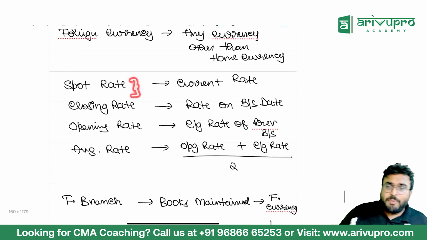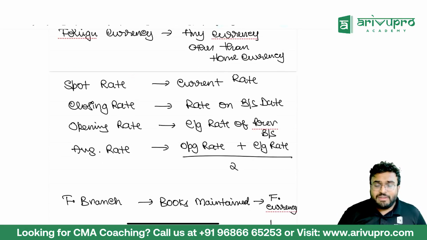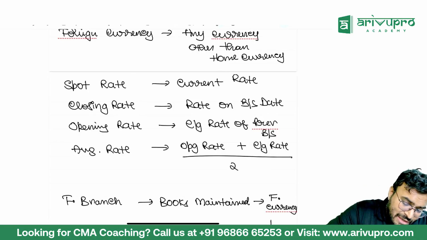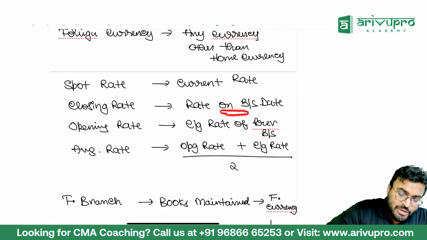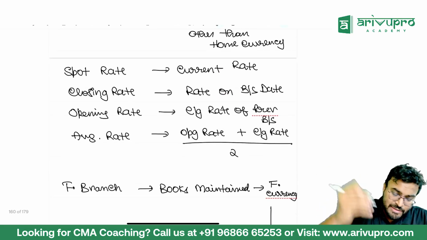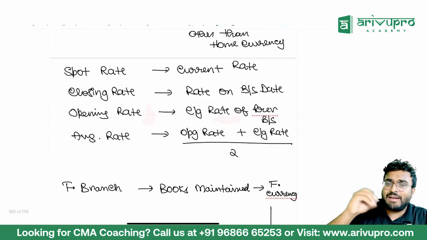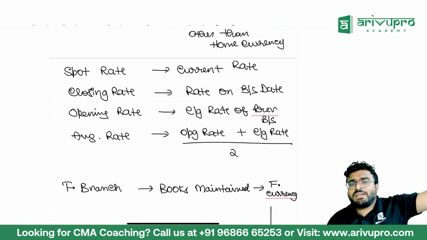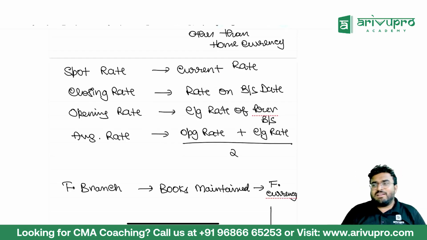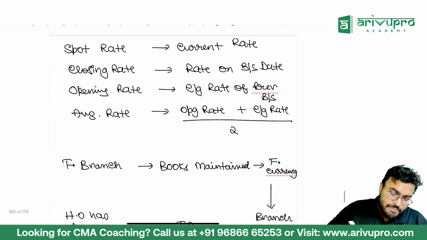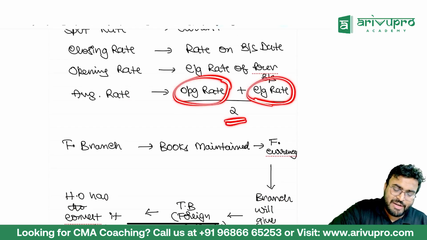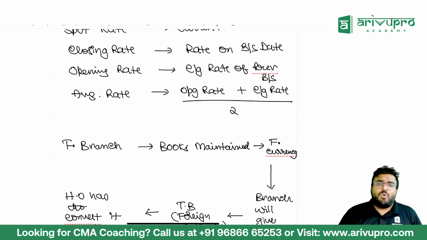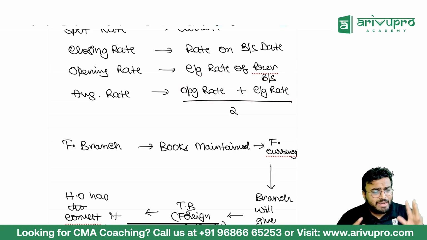Spot rate. Spot rate means rate on the date of transaction. That means basically spot rate is current rate. Closing rate. What is closing rate? Rate on the balance sheet date. End of the year, what is the rate? That is closing rate. Starting of the year, what is the rate? That is opening rate. Opening rate will be the closing rate of last financial year. Average rate. Average rate is opening rate plus closing rate divided by 2.